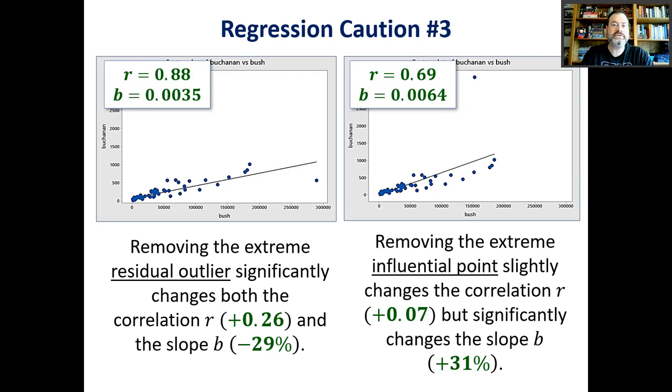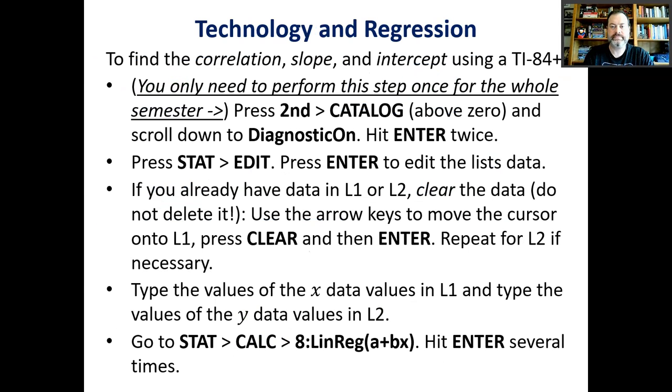So the moral of this story, looking at outliers, is that you can't remove them just because you don't like the correlation. But if it's determined that these outliers don't belong for whatever reason, then they should be removed. And we use graphs to detect them.